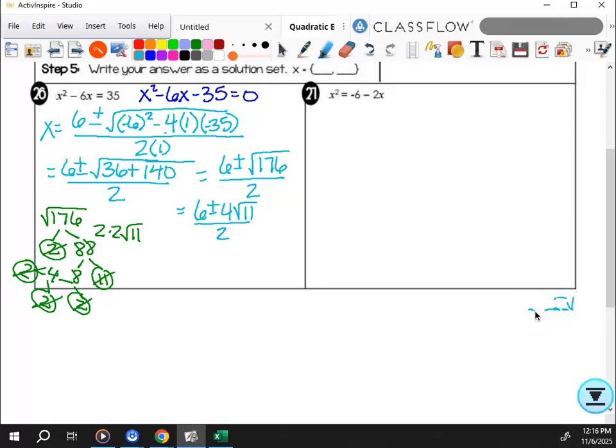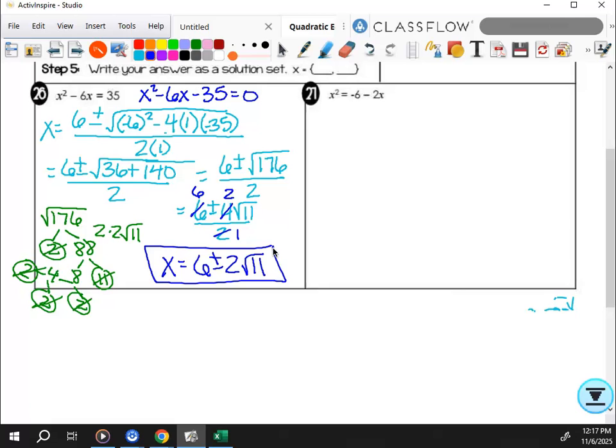Then I want to simplify that legally. And I can simplify, as long as I can divide all 3 terms by the same number. As long as I can divide all 3 by the same number, I'm good. I can divide each one of these by 2, right? 2 goes into 2 once, goes into 6 3 times, goes into 4 twice. So in the end, x is equal to 6 plus or minus 2 square root of 11. And that's my answer.